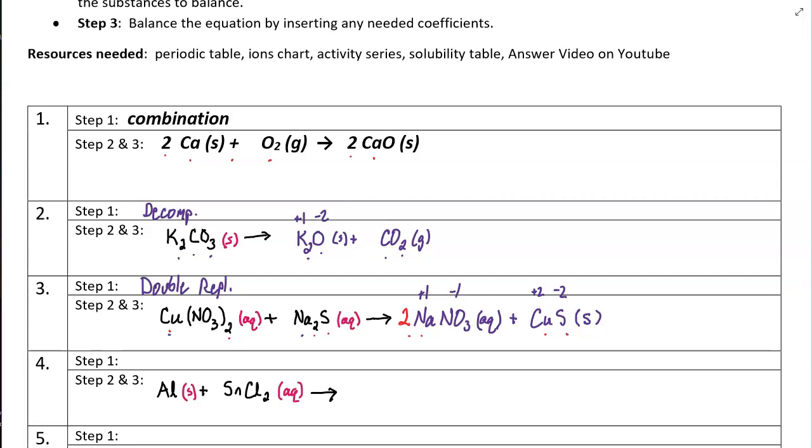Question 4. I've copied down the reactants. Now inspect the reactants. Pay attention to the format. Aluminum is an element. Tin chloride is a compound. This has the format of single replacement.